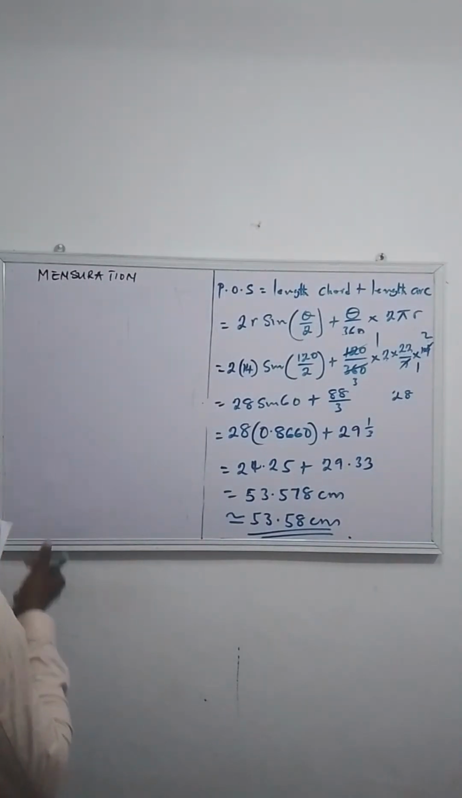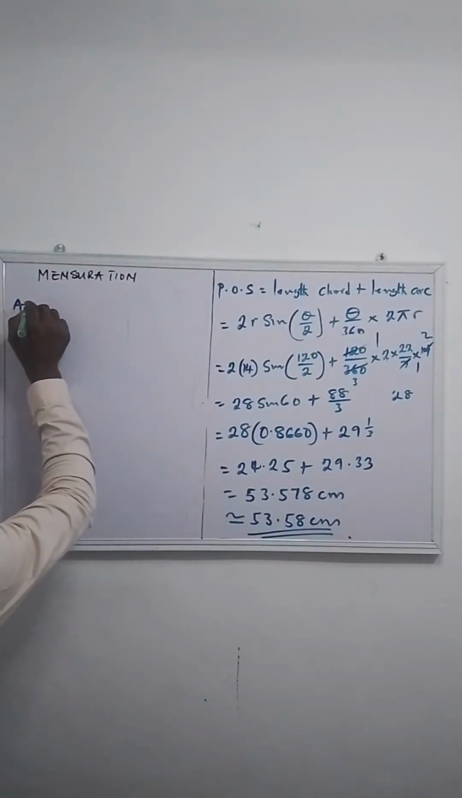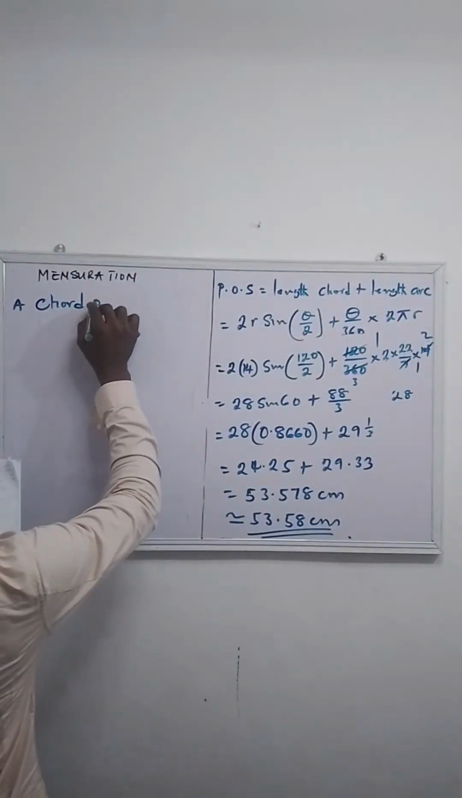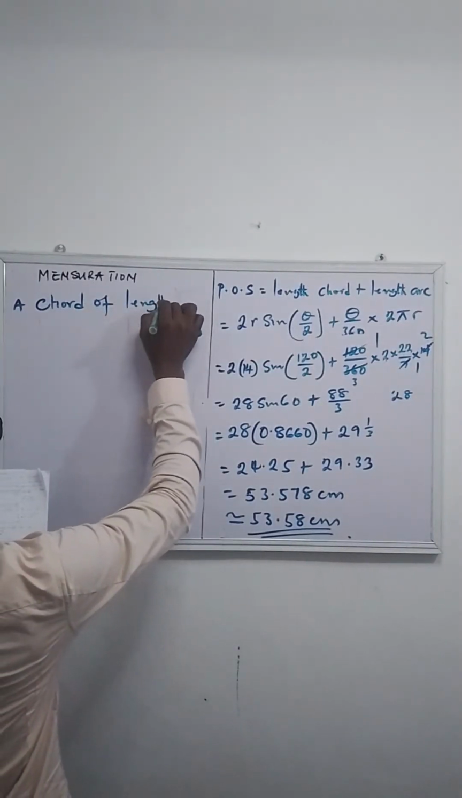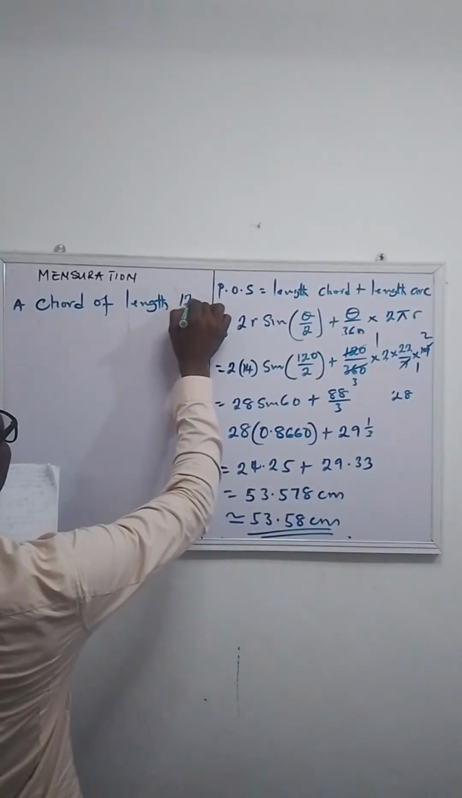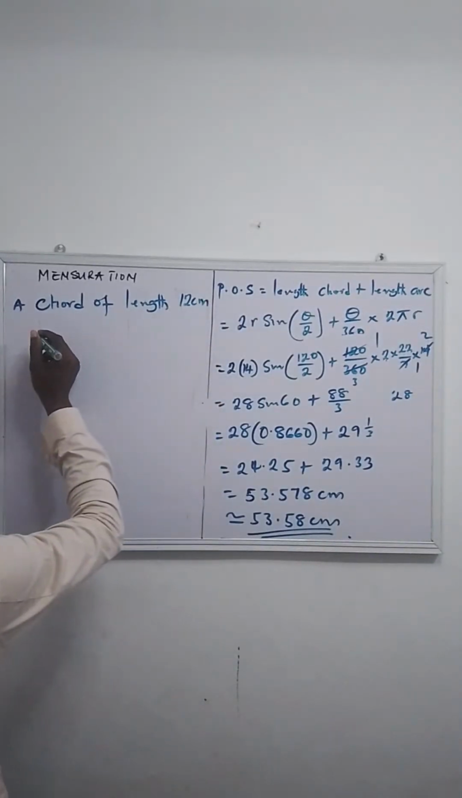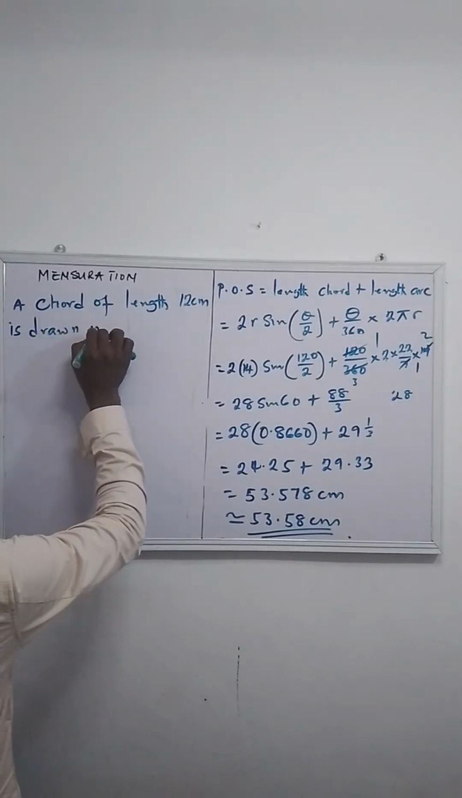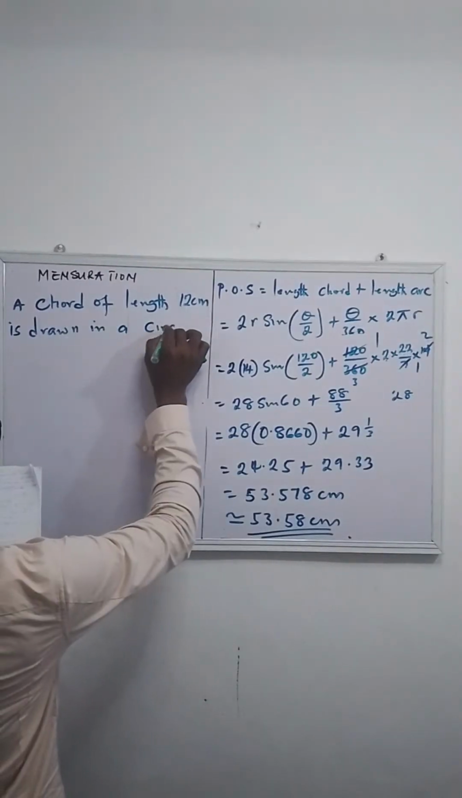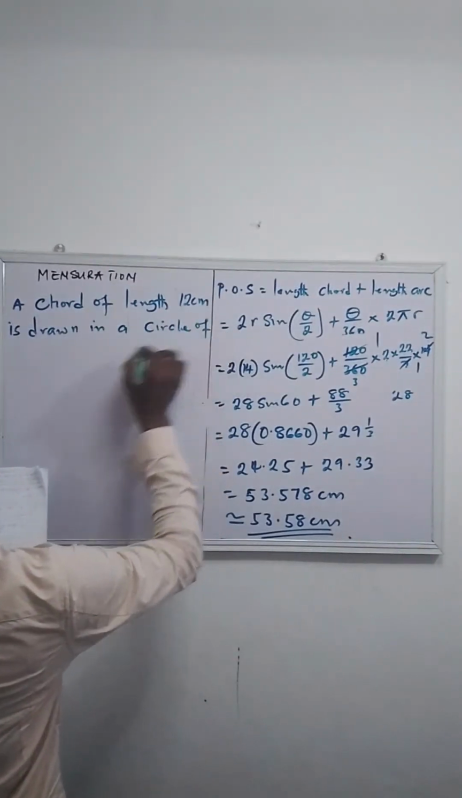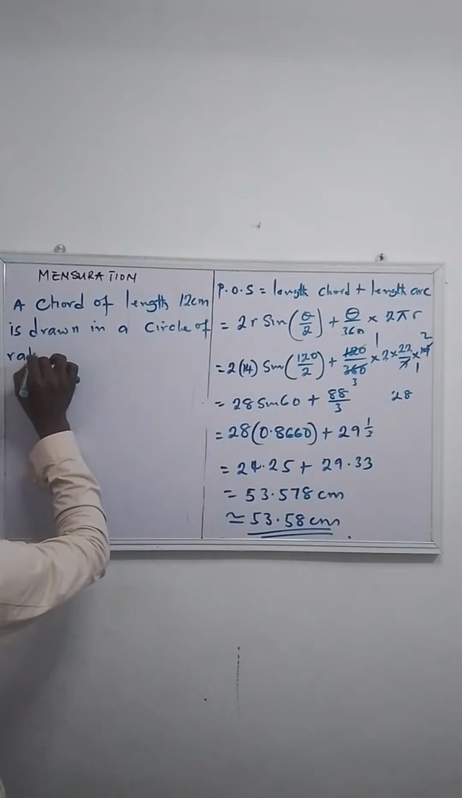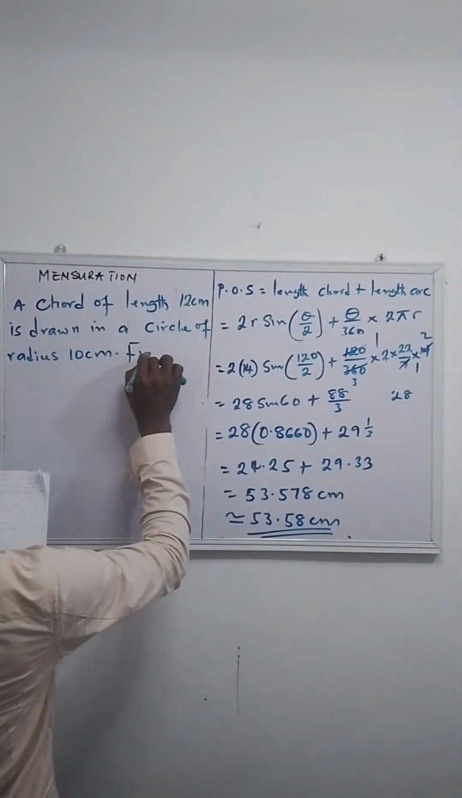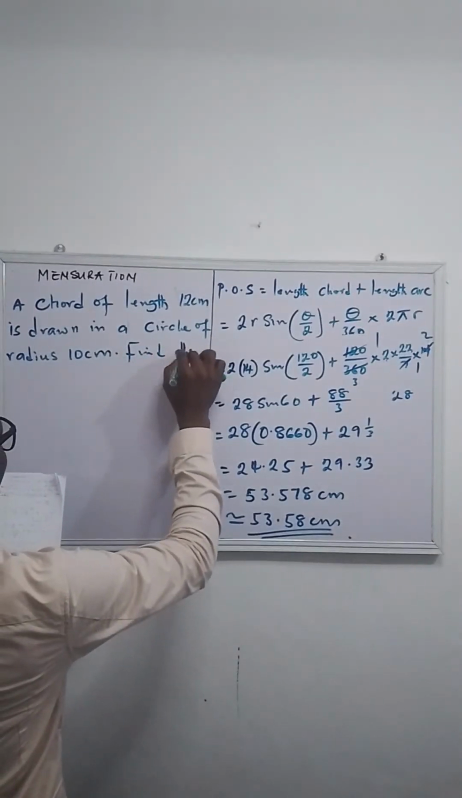Okay, this is another one. A chord of length 12 centimeter is drawn in a circle of radius 10 centimeter. Find the perimeter.